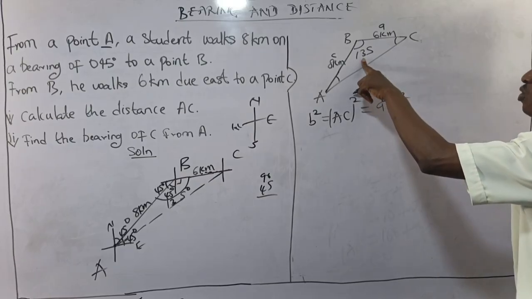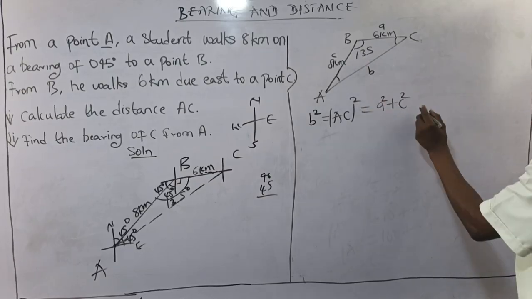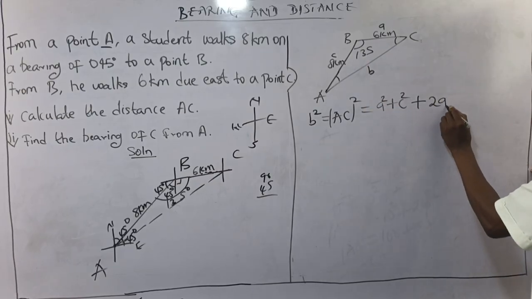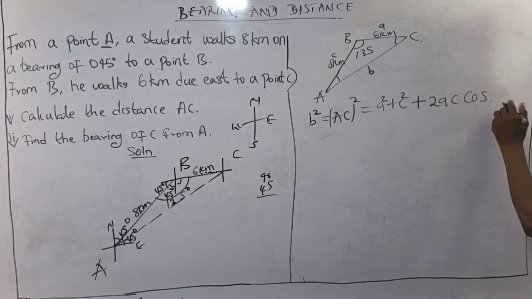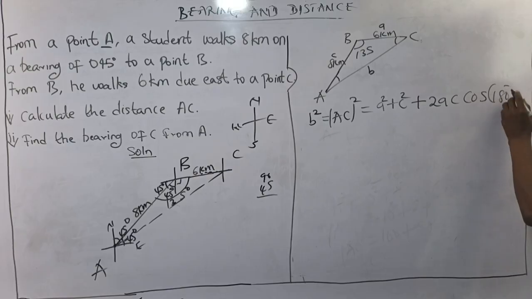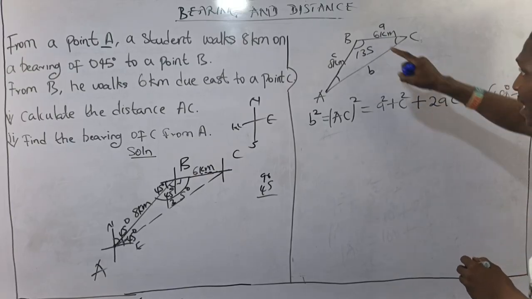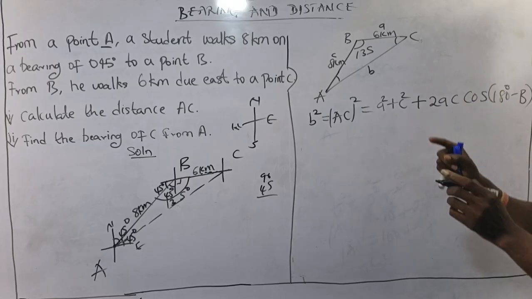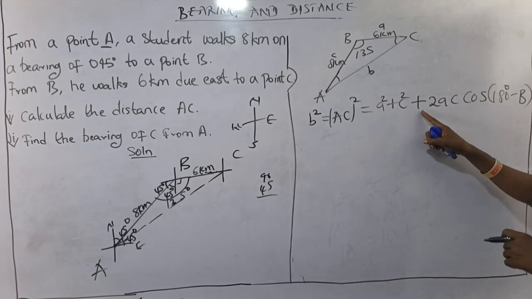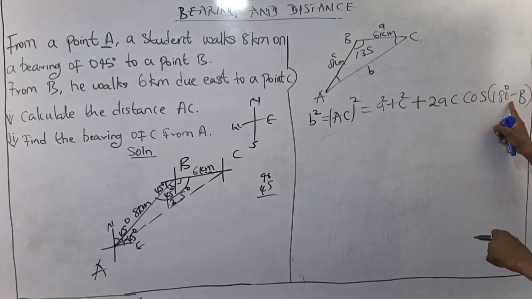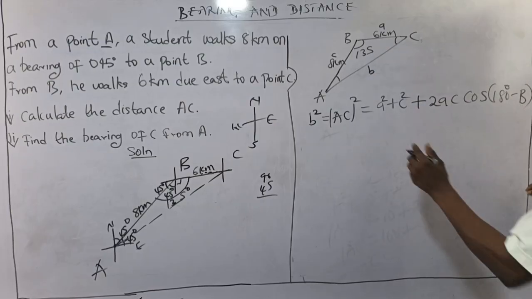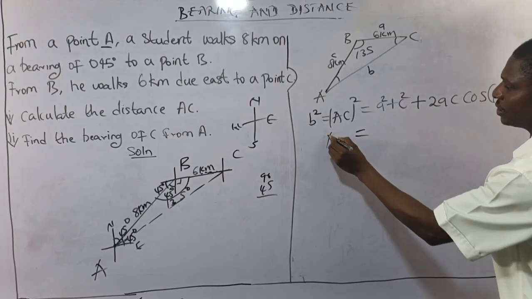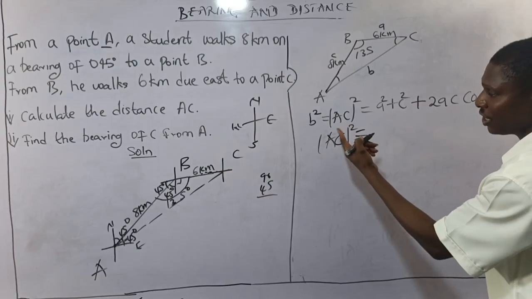But this is greater than 90 degrees, so I can use plus here: 2AC cos capital B. So it should be 180 degrees minus B. Take note, this is greater. You can see the side like I taught you in the cosine rule. Here can be minus, and you change here: you subtract 180 from this, and you make here become plus.